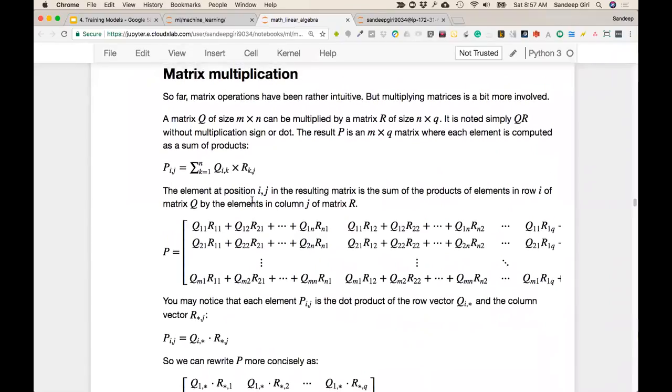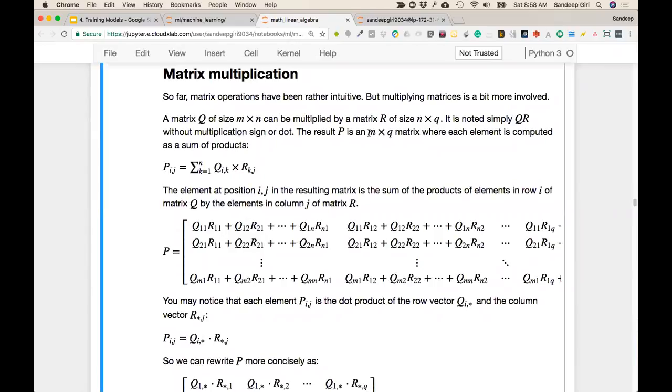Okay. Now comes the matrix multiplication part. So far, matrix operations have been rather intuitive, but multiplying matrices is a bit more involved. A matrix Q of size m by n can be multiplied by a matrix R of size n by q. It is noted simply QR, without a multiplication sign, dot or asterisk. The result P is basically an m by q matrix, where each element is computed as the sum of the products.